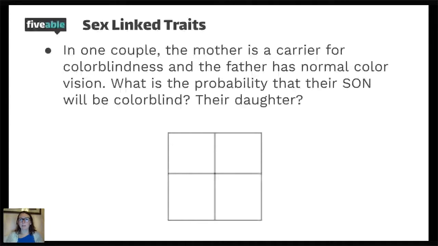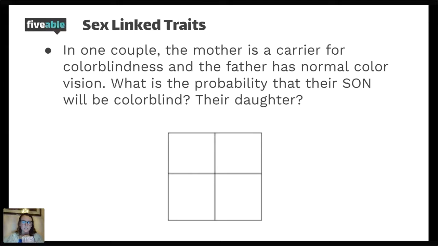I can Google really quick. Are there any dominant sex-linked traits? It looks like there may be some. Rare. It says it's rare. So there's your answer. All right.